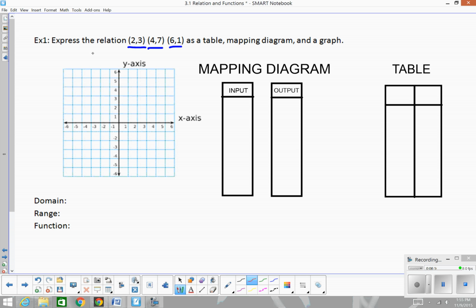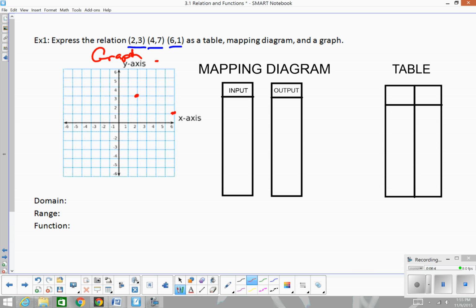So if I talk about this data, I'm saying, okay, one way I can represent this data is on a graph, and simply all I'm going to do is graph those points. So 2, 3 is right there. 4, 7 is off the graph somewhere up there. 6, 1 is somewhere right there. Okay? So I just graph those points. So that's how I represent that information on a graph.